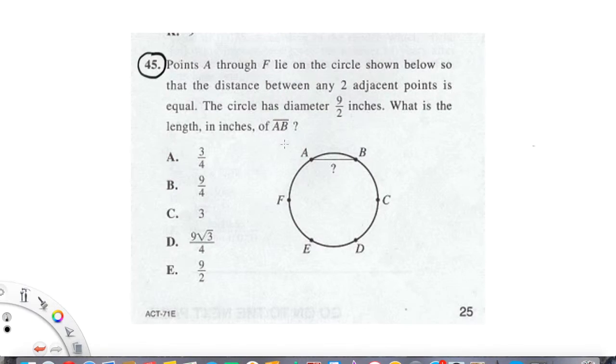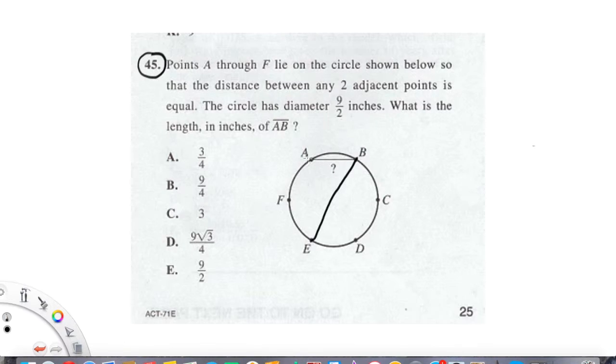Couple of different ways to do this question. First of all, we know the diameter is 9/2. So you might draw that in from maybe E to B here. And you'd say that's 9/2. Okay, we know that. Now I'm always looking for the hidden triangle in questions like this.